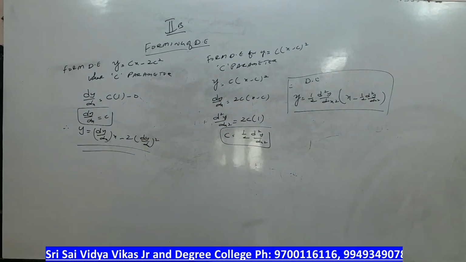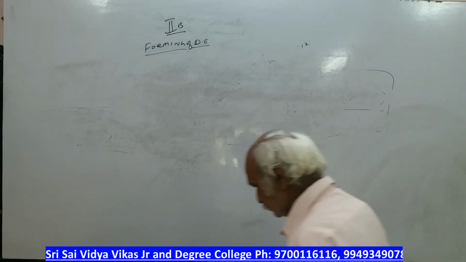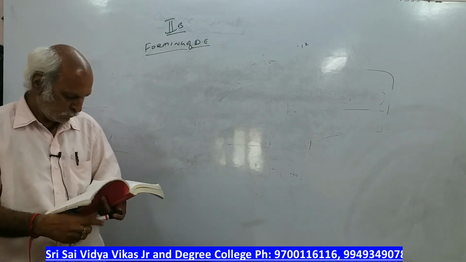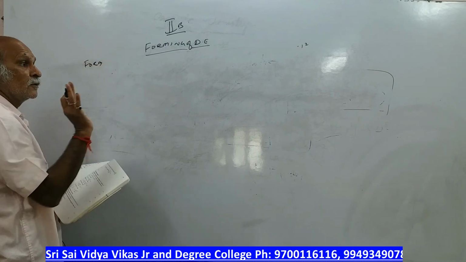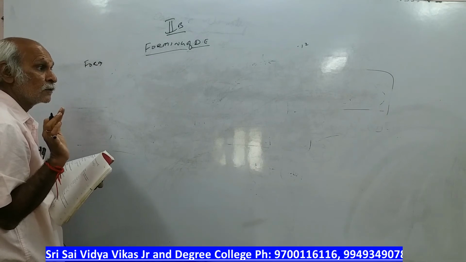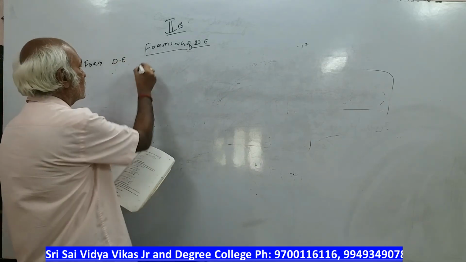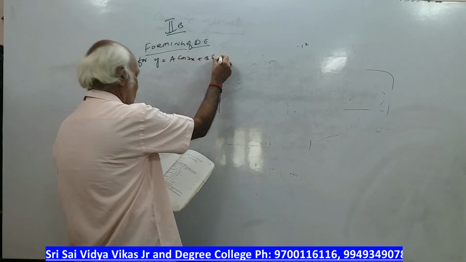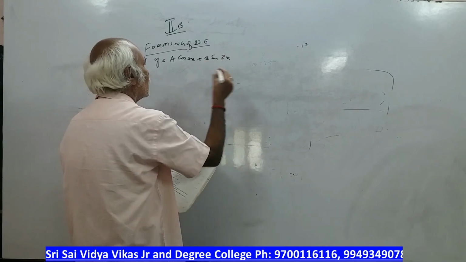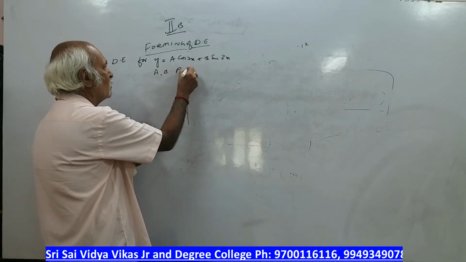Okay, note on this. Next one. Form a differential equation for y is equal to a cos 3x plus b sin 3x, where a and b are parameters.